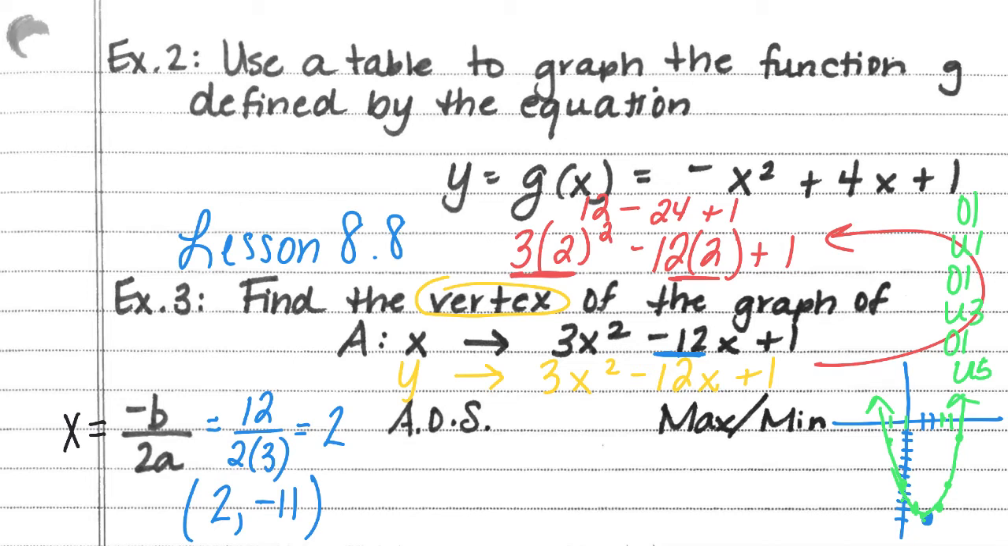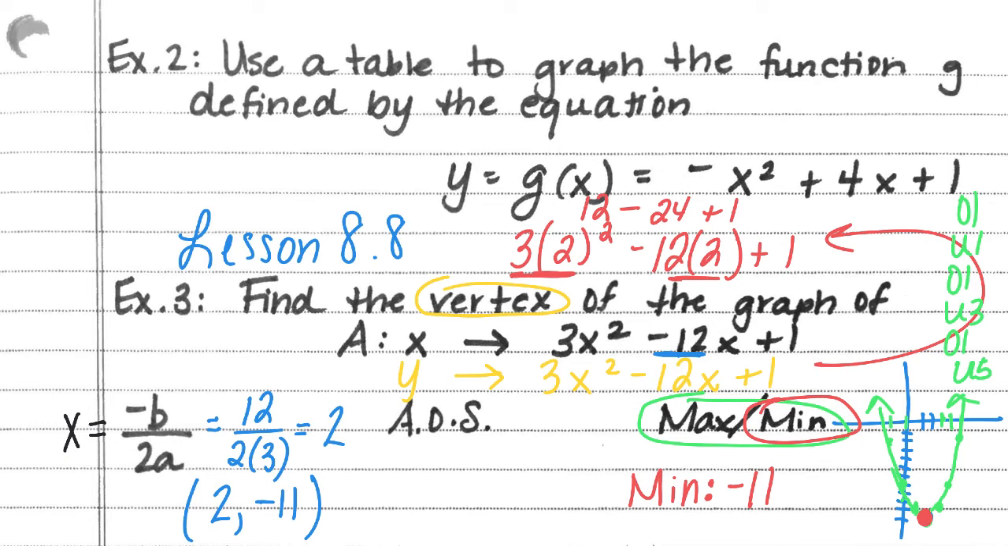So this point at the vertex 2, negative 11, is either going to be a minimum or a maximum. So because this is the lowest point of the graph, we're going to call this a minimum. The minimum is the point y on the graph. So the point y is at negative 11. So I know this is a minimum, and the minimum point is negative 11. I have seen curriculum answer this as 2, negative 11.